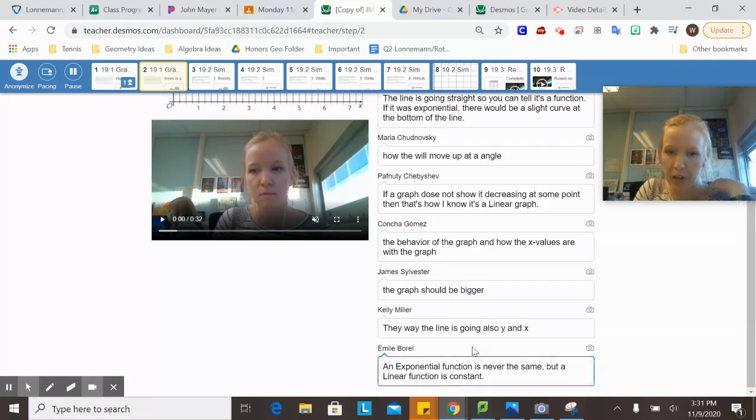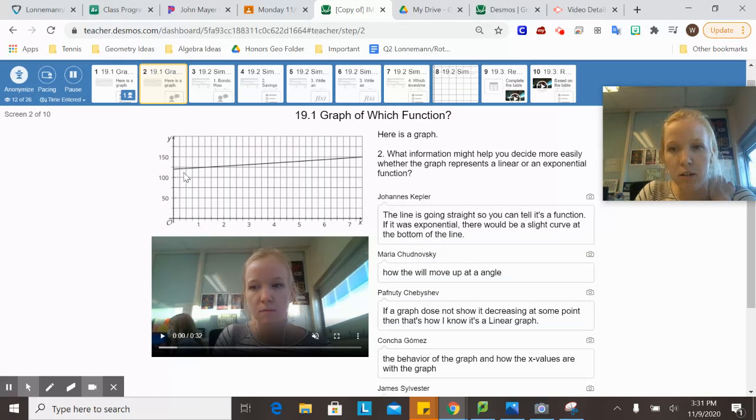And I like this answer down here as well. An exponential function is never the same, but a linear function is constant. So that's talking about the increase. If this was linear, it would stay increasing the same amount each time, whereas if it was exponential, it would start to increase more rapidly as we continued on. So those are two good responses.